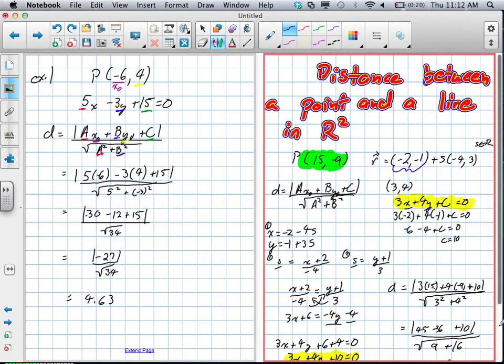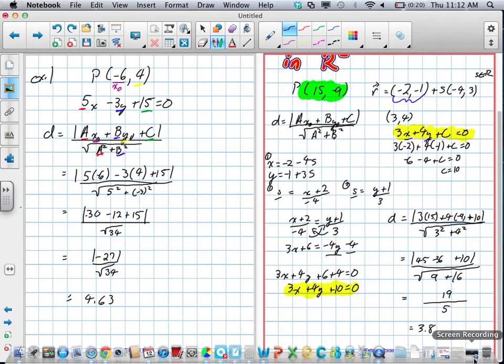Okay. A little more work to that one. We had to change it into our Cartesian form.